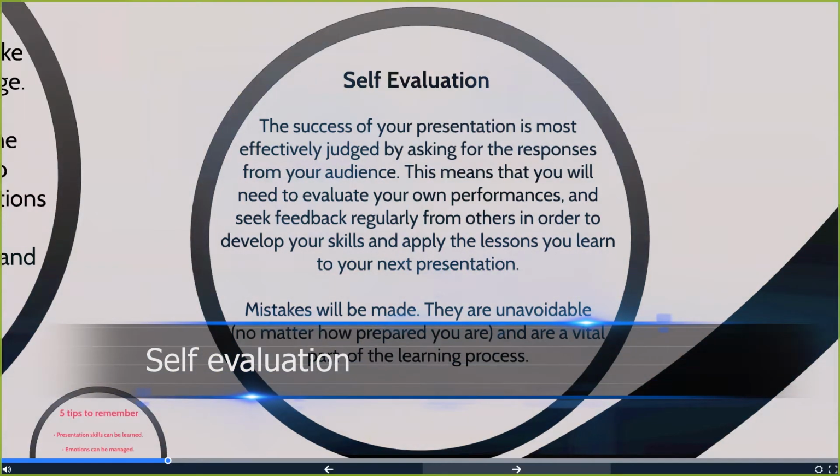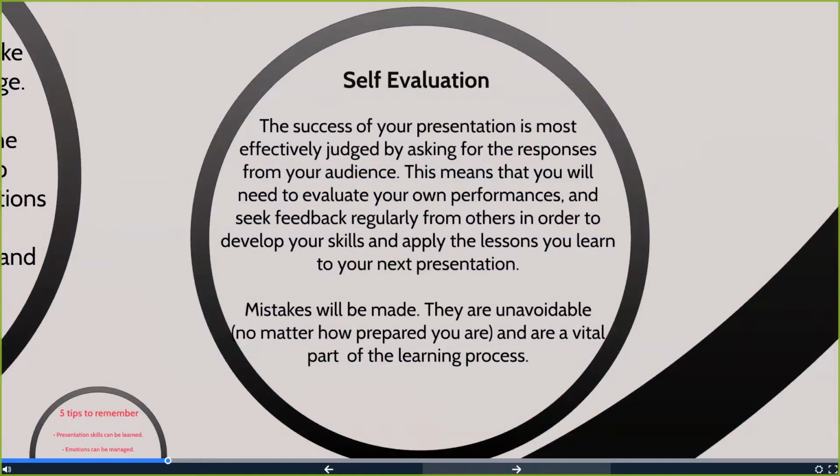Self-evaluation. So even though we've got a whole topic on self-evaluation, this is just a short synopsis of it. The success of your presentation is most effectively judged by asking for the responses from your audience. This means that you will need to evaluate your own performances and seek feedback regularly from others in order to develop your skills and apply the lessons learned to your next presentation. Mistakes will be made. They're unavoidable, no matter how well prepared you are, and they are a vital part of the learning process.